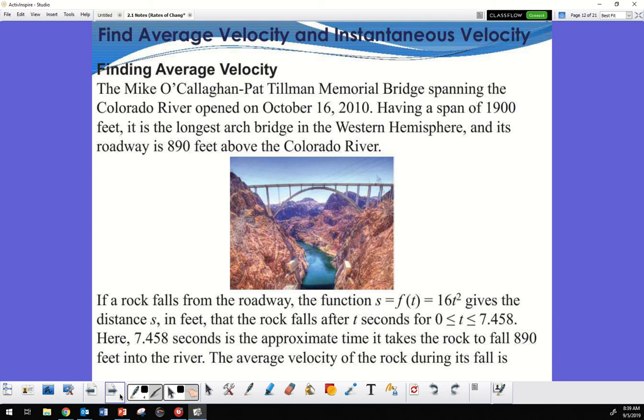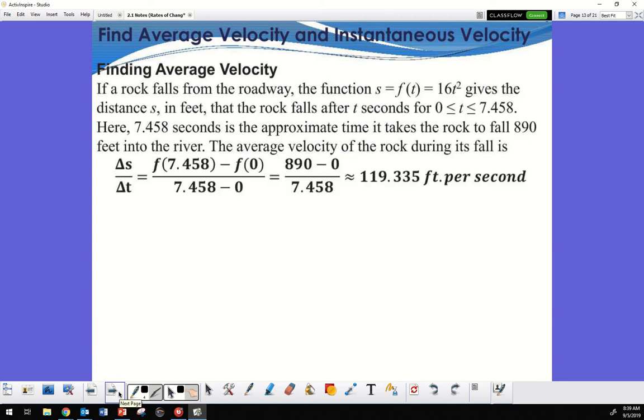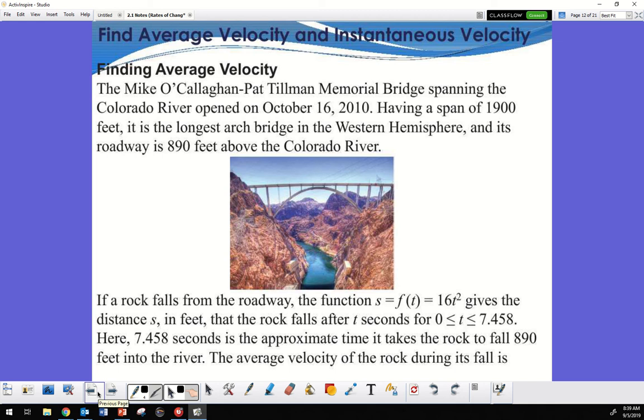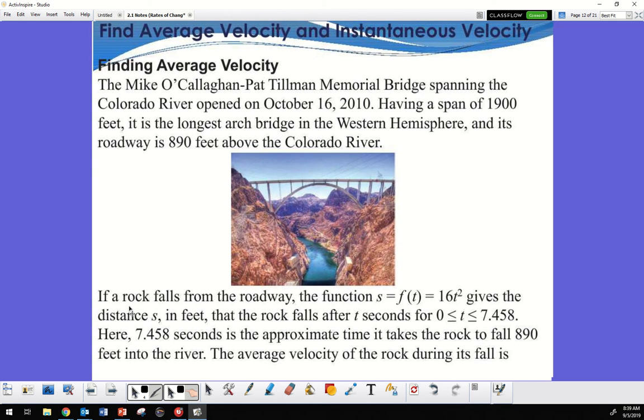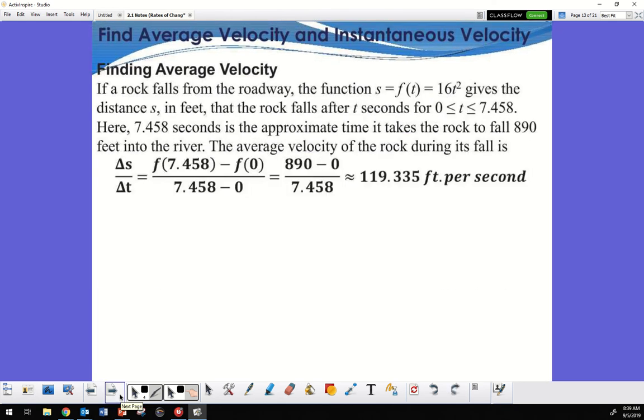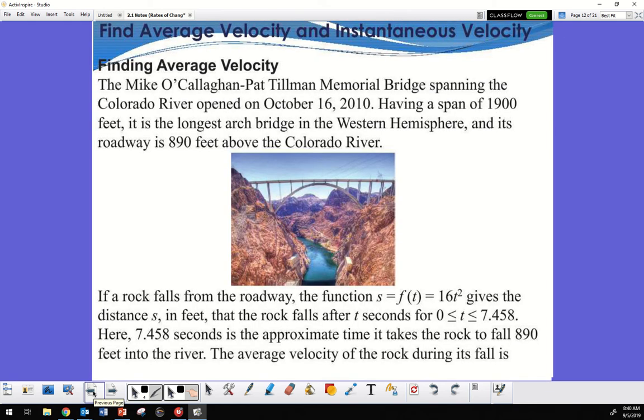The average velocity of the rock during its fall is, am I missing it? Am I missing part of this? You guys actually have it? No? Anyway, it's in the next part. Oh, it's right here. Anyway, all right, this is really odd. I wasn't supposed to show that part, that's why. Dang it. Okay.